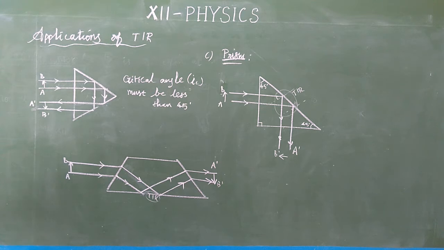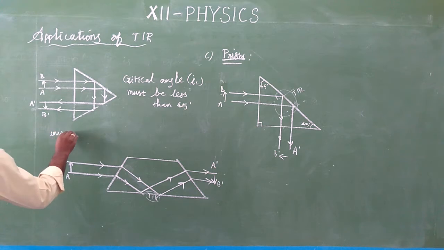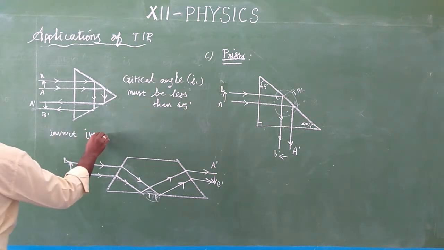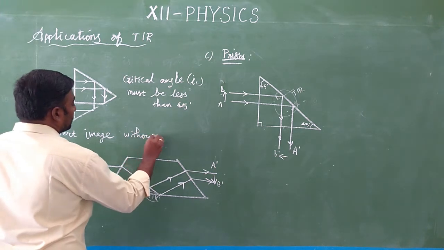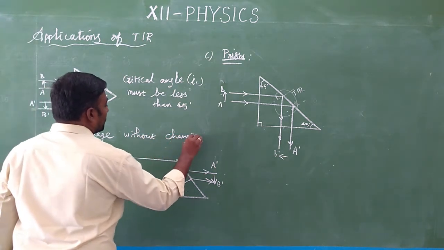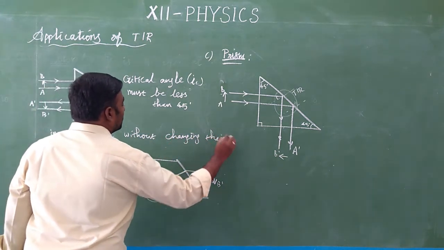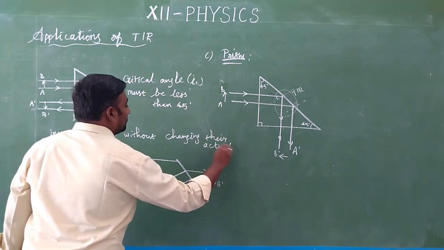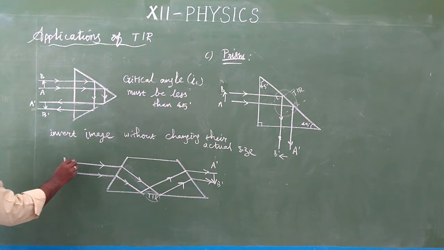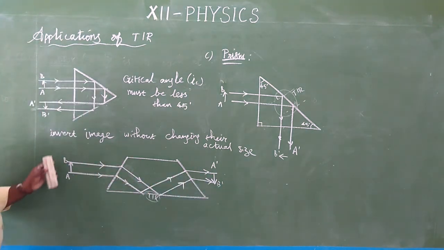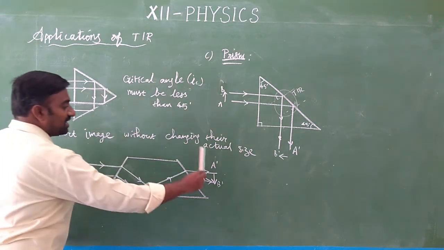Okay, so we can say that to invert the image without changing its actual size. So this is the object, but what is the size of the object? The same size of image we will get. But it gets inverted. If the object is upward, then the image is inverted.